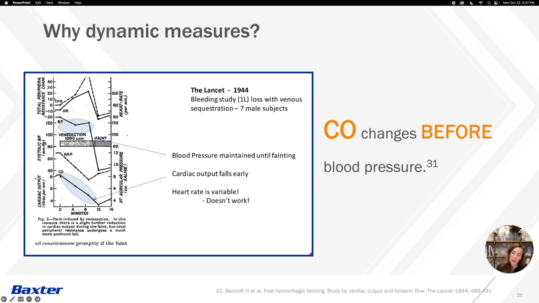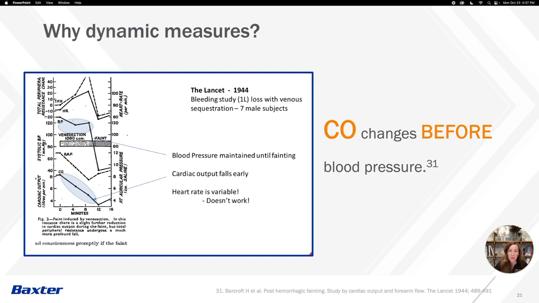What we see here is that cardiac output is going to fall early. It's going to fall well ahead of blood pressure. So the problem with blood pressure, there's a couple of things just to mention here. The problem with blood pressure is the resilience of it. Our bodies are designed to hang on to blood pressure no matter what. That is literally how our bodies are made.